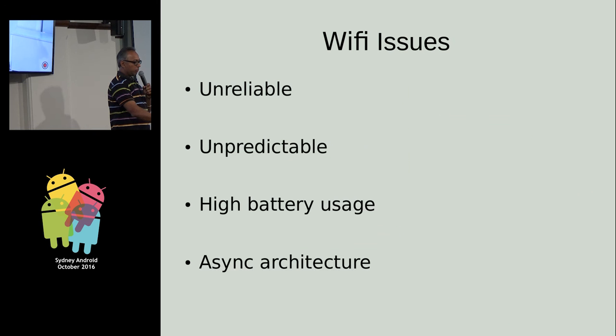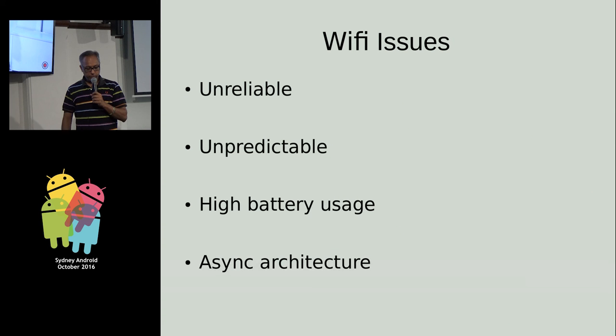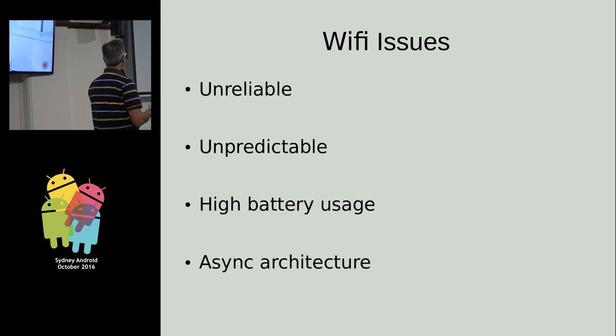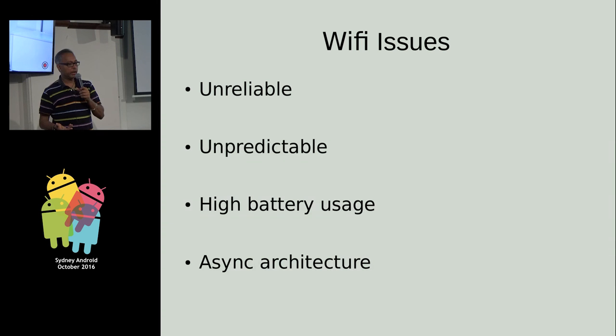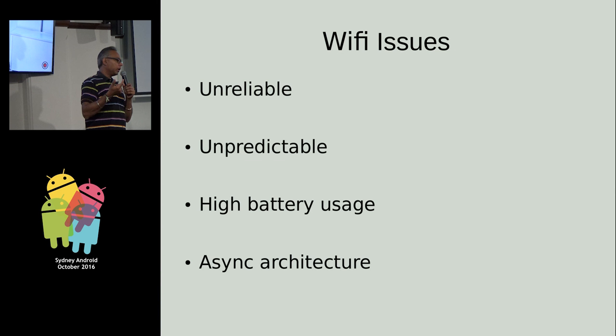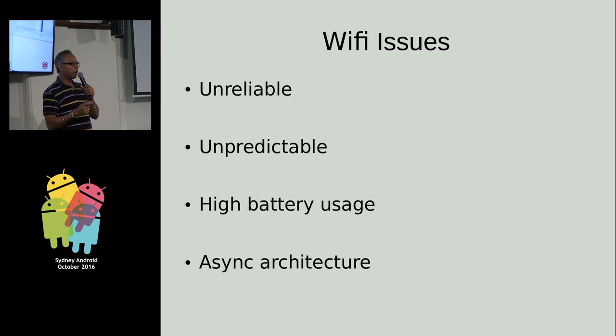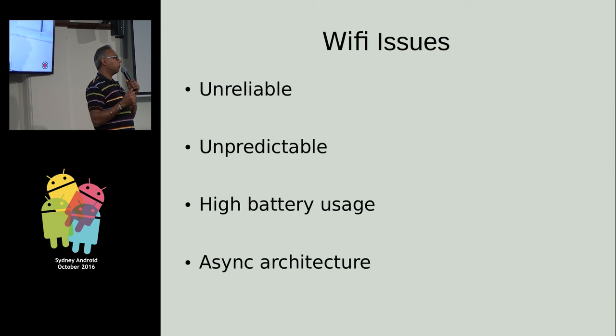Now, we know that Wi-Fi and 3G are not reliable. We know about that already. That's pretty much everywhere you go in the world right now. It's unreliable, it's unpredictable, and the battery usage is very, very high. To turn on the Wi-Fi to full power mode takes between 3 to 5 seconds, and that can consume a lot of battery, a lot of power. And as I told you before, it's an asynchronous architecture in nature.